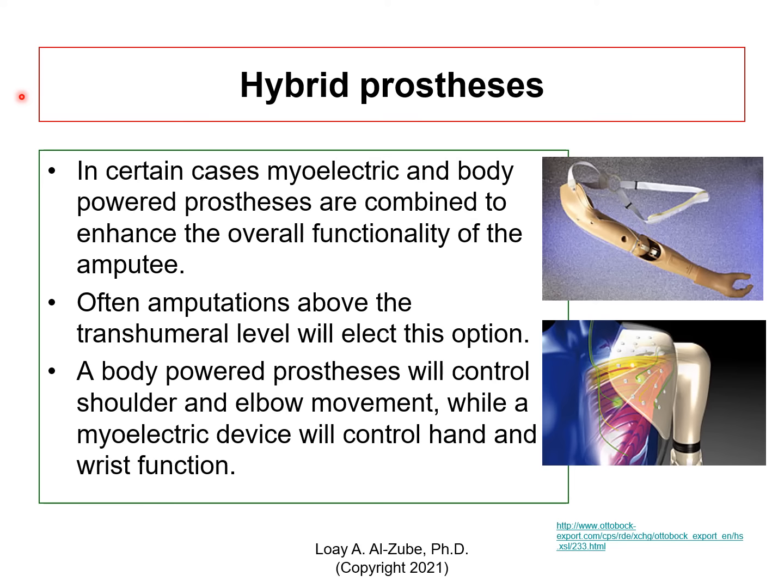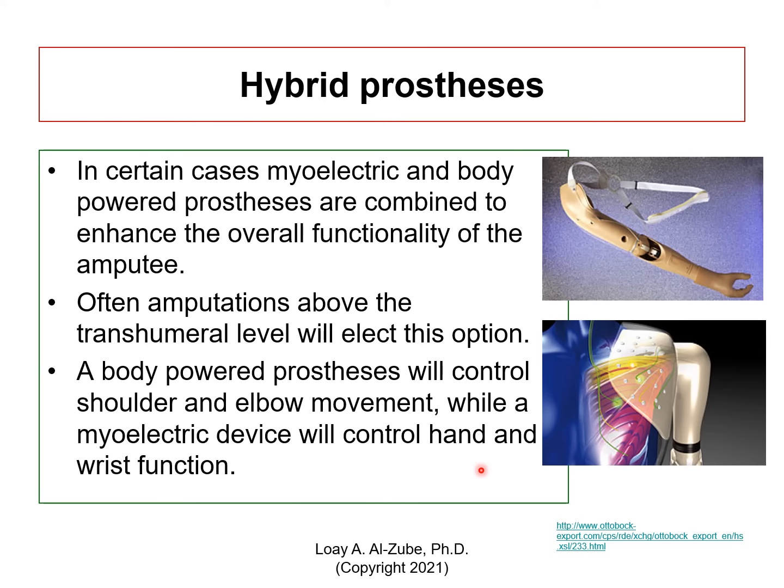Hybrid prostheses are mixed. We can have myoelectric and body-powered prostheses combined to enhance functionality. So you can have something like this with sensors on the chest: contract the chest or relax it, and you have a signal that can power the wire and open and close it. We use it usually above the transhumeral level because you don't have much to work with, and you need muscle activity to be able to control it.